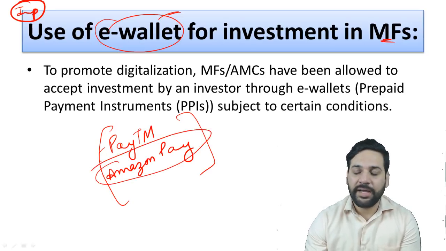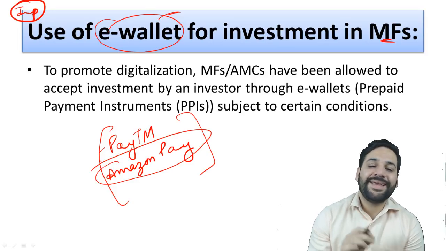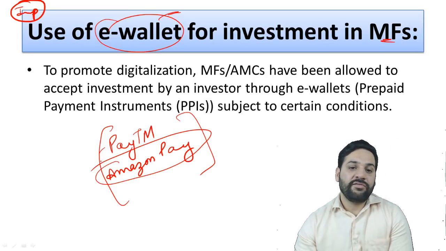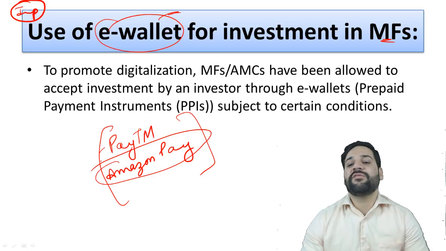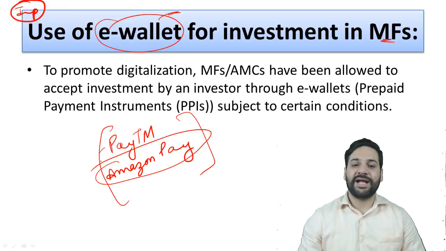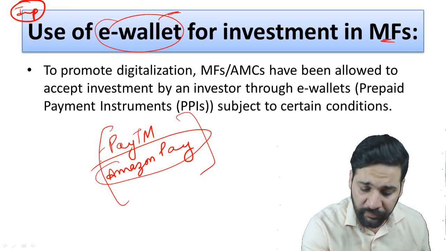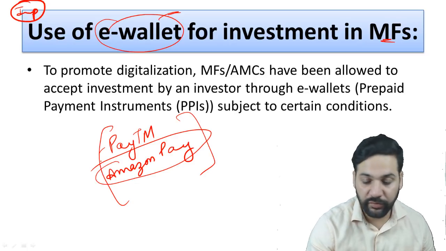This is not a payment bank, this is not a small finance bank, this is purely an Amazon Pay e-wallet. So investments in mutual fund can be made via e-wallets or the prepaid payment instruments. Previously that was not possible, but now it is possible. Should we move forward? I think yes, we should move forward.